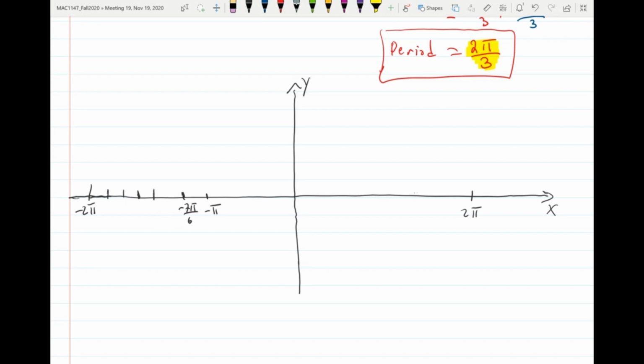Let me put it more here. It's just that my scale is just horrible. I don't like it. All right, here.